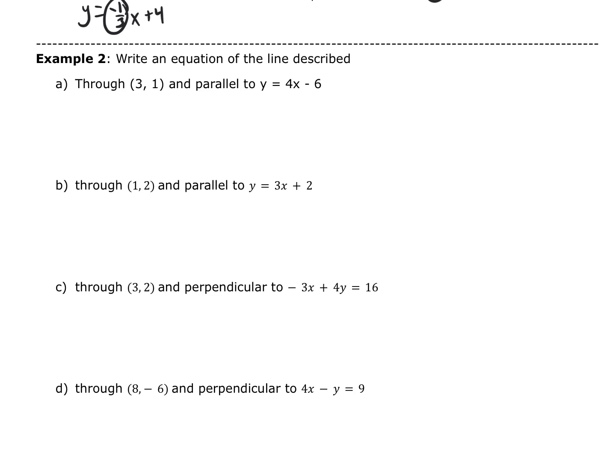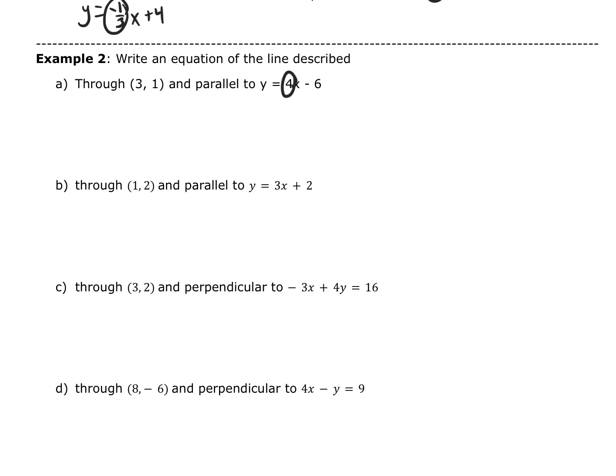Alright, so example 2 here, what we're going to be doing is we're asked to write an equation of a line described by these scenarios. So it goes through the point 3, 1 and is parallel to y equals 4x minus 6. Well, I know that any line that is parallel is going to have the same slope. So I know the slope is going to be 4.